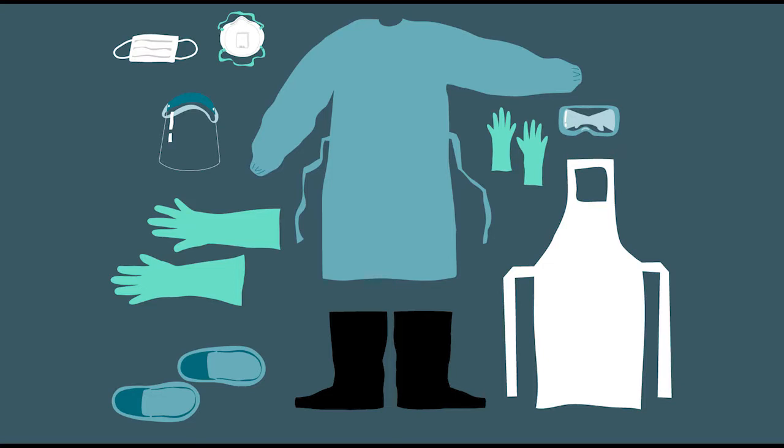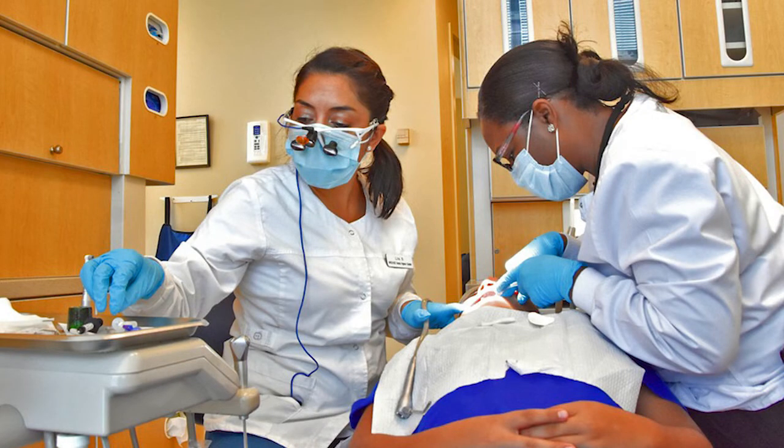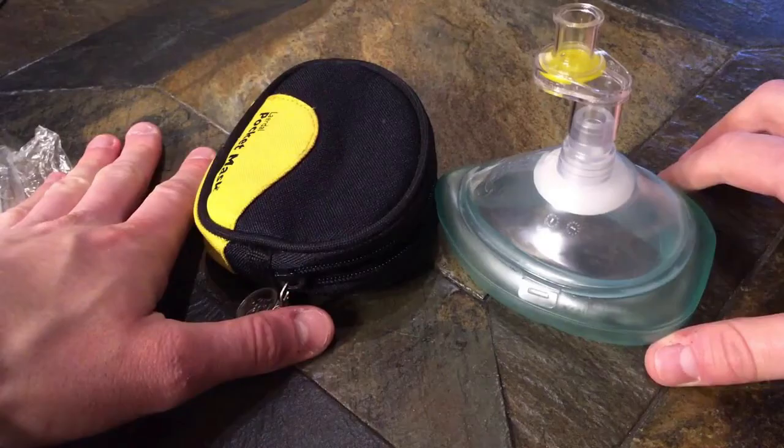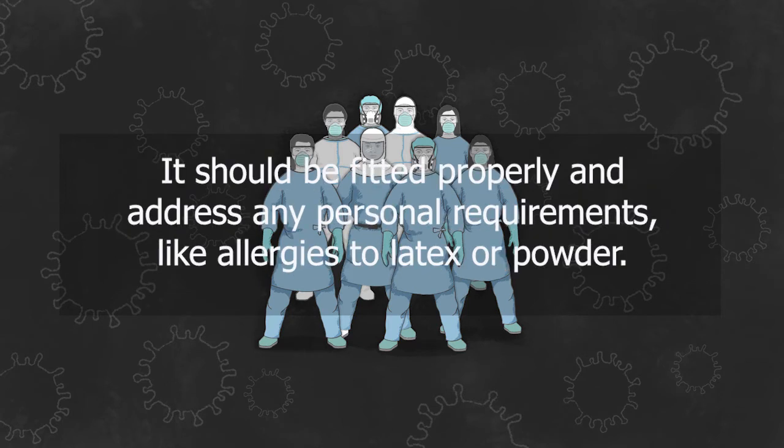Personal protective equipment, or PPE, is specialized clothing or equipment that's used as a barrier to protect you against blood or other potentially infectious materials. This includes gloves, masks, eye protection, barrier garments, pocket mouth-to-mouth resuscitation, or other ventilation devices. In other words, whatever's required to protect you from the possible exposure to bloodborne pathogens. Your employer has the obligation to make appropriate PPE readily available at no cost to you. The personal protective equipment must be fitted properly and address any personal requirements like a latex allergy.